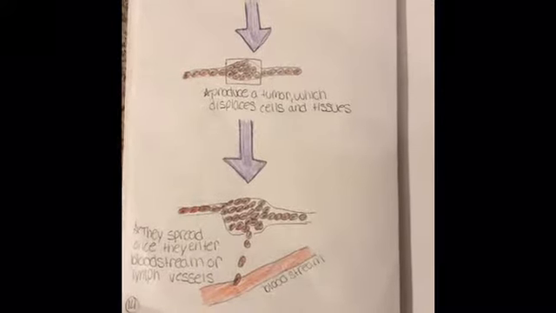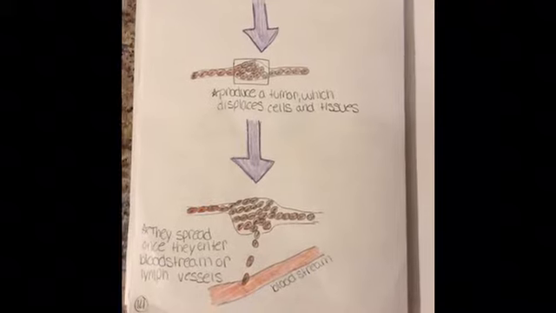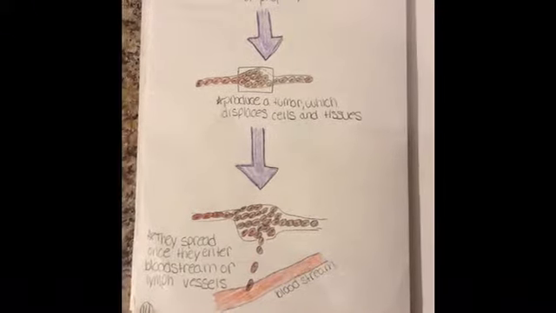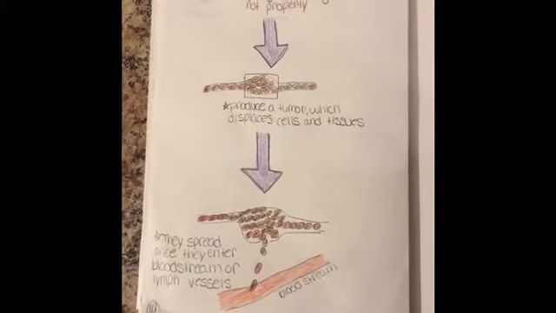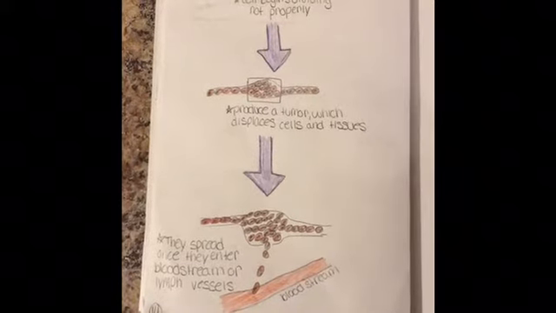Cancerous cell formation. First, the cell begins dividing improperly. Second, it produces a tumor which displaces cells and tissues. Third, they start spreading once they enter the bloodstream or lymph vessels.